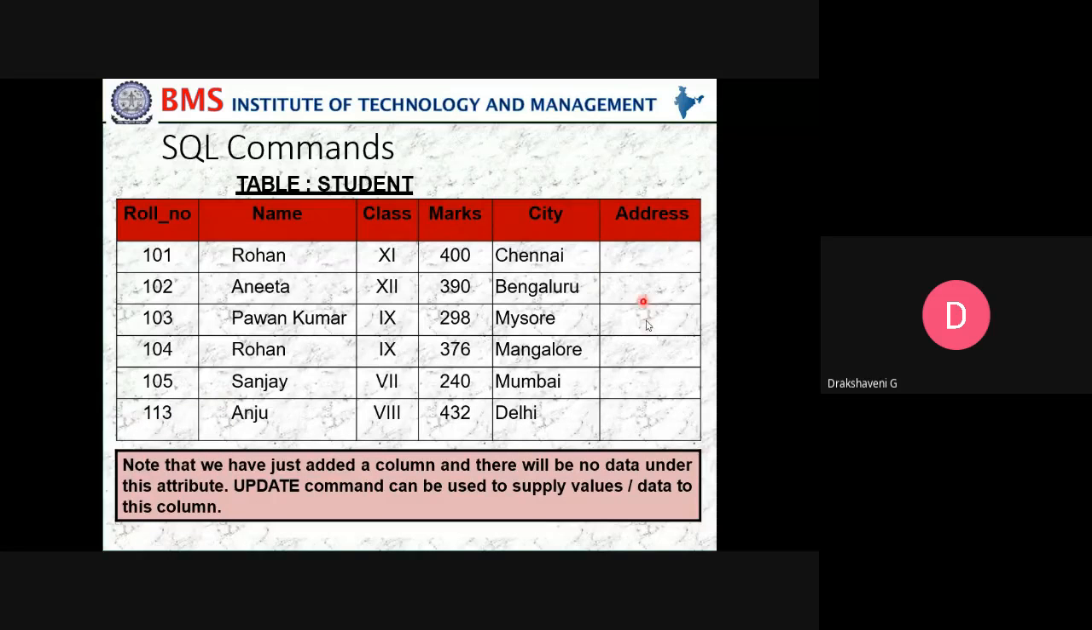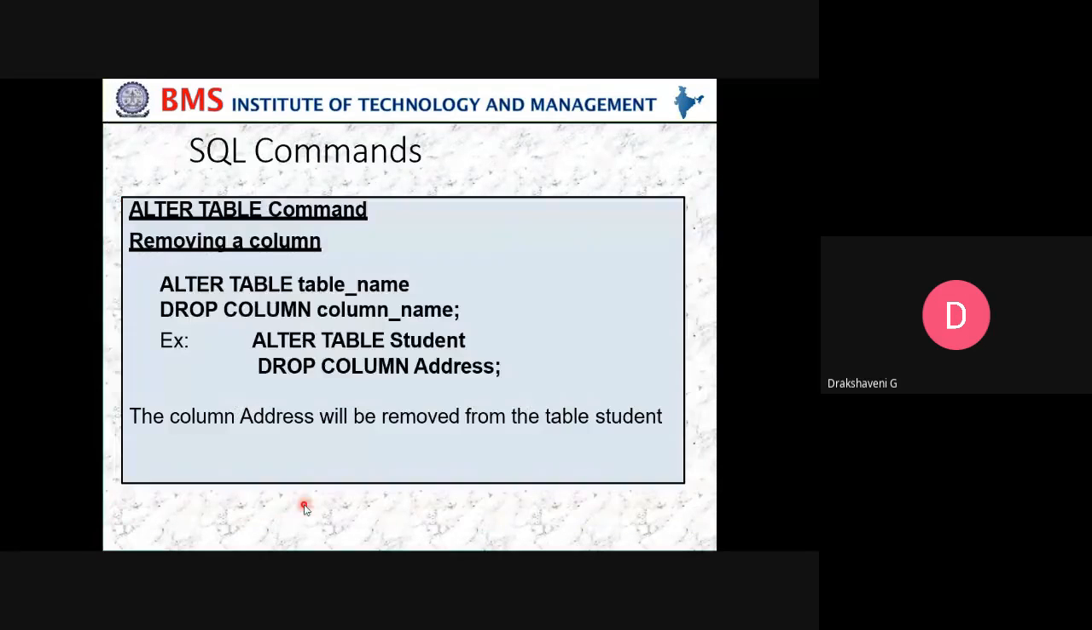Because we have added an extra column, the data will not be filled here. If we want the data to be filled, then we have to use a command called UPDATE. So, the ALTER TABLE command, removing a column.